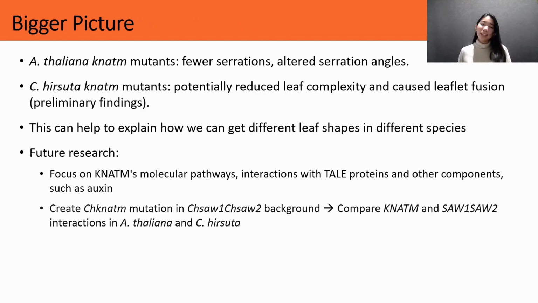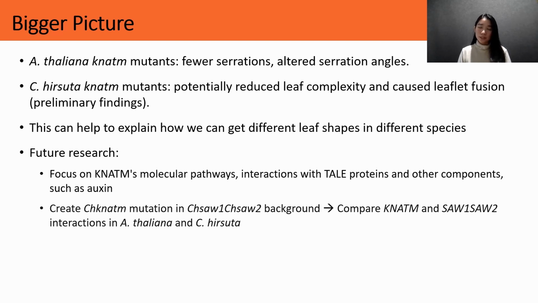So in conclusion, the NATM mutation in Arabidopsis thaliana caused fewer serrations and also altered serration angles, while the NATM mutation in Cardamine hirsuta potentially reduced leaf complexity and caused leaflet fusion. This can help explain how we can get different leaf shapes in different species.